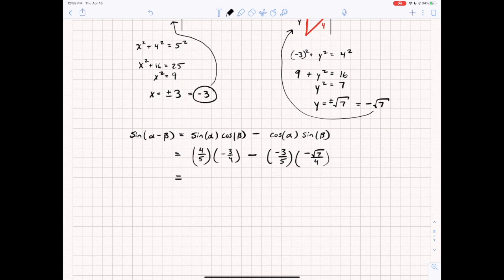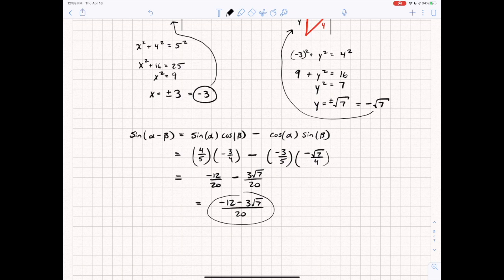So in the first piece, 4 over 5 times negative 3 over 4, just going to go straight across. So negative 12 over 20. Again, you're going to be tempted to simplify. Please do not do that. Minus, and the second one, 3 root 7 over 20. And the reason I don't want to simplify is because I'm making this into one single fraction. And I can't reduce the second fraction, so I'm not going to reduce everything. This is it. This is my exact value for sine of alpha minus beta.